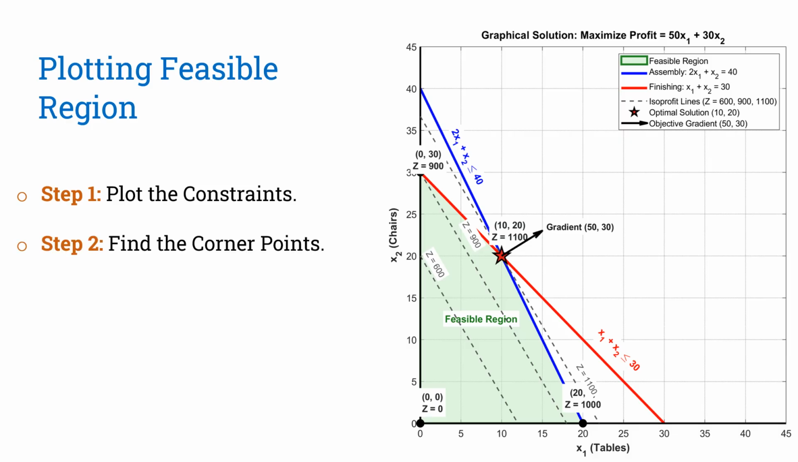Step 2. Find the corner points. Notice the geometric shape of the feasible region. It is a convex polygon with specific intersection points, called extreme points or corner points.